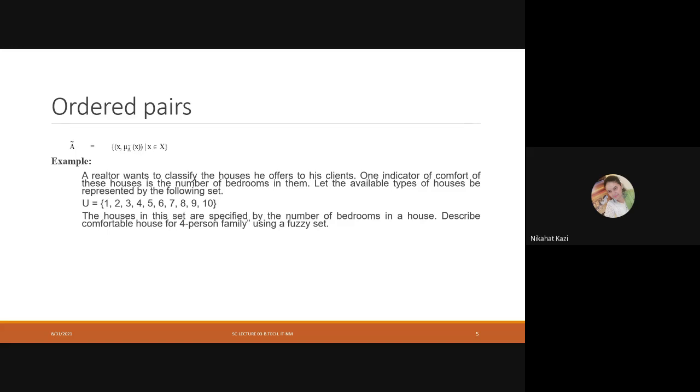So this is the universe of discourse: the kind of houses he has, with the number of bedrooms starting from 1 to 10. You have to model a fuzzy set for a 4-person family, that is, a comfortable house for a 4-person family. Basically, this is the fuzzy set that you have to model. So using the ordered pairs notation, how will you model this?